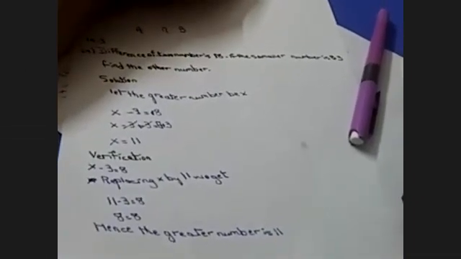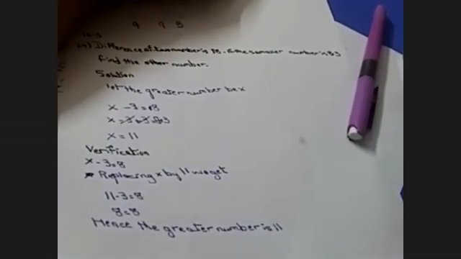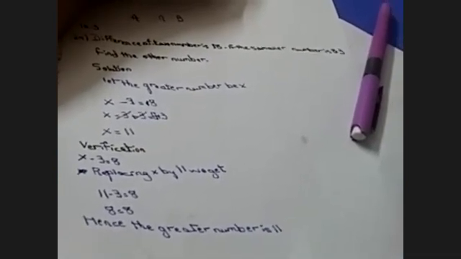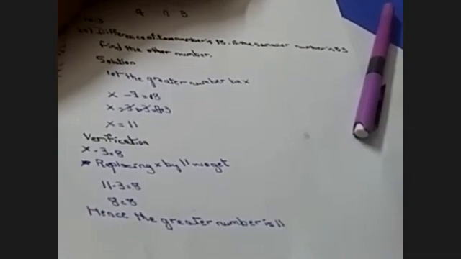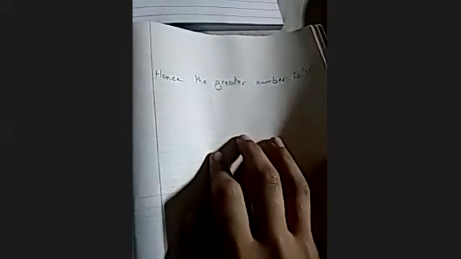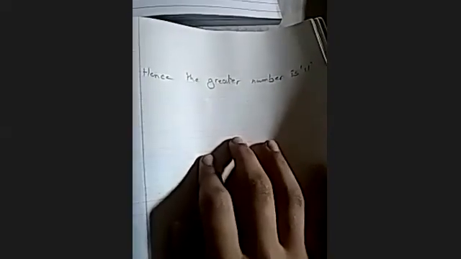Okay, who is this? Good. Okay, very good. Okay, who is this? Next is Omar Nadeem. Okay, Omar, where is the result? Hence, the greater number is 11. Okay, that's good. Now start the next question.